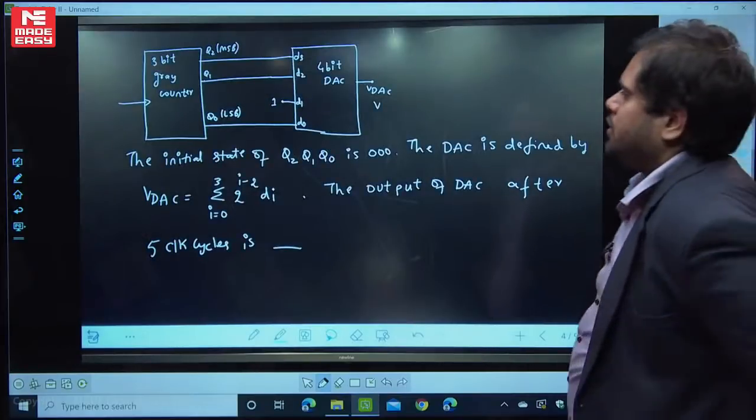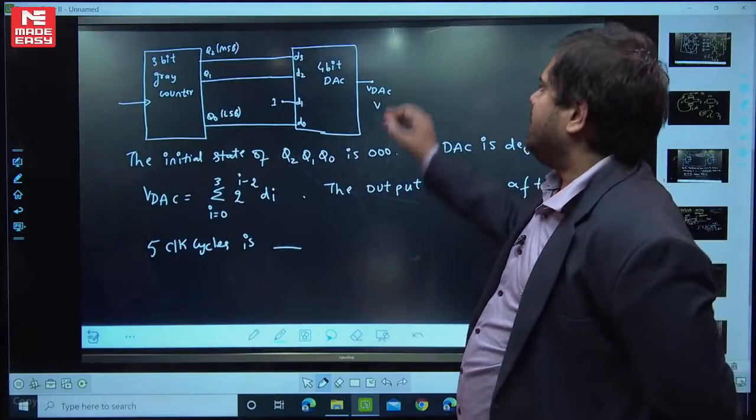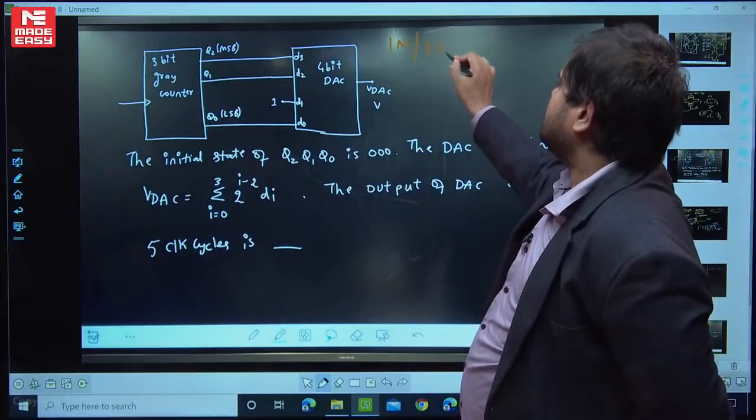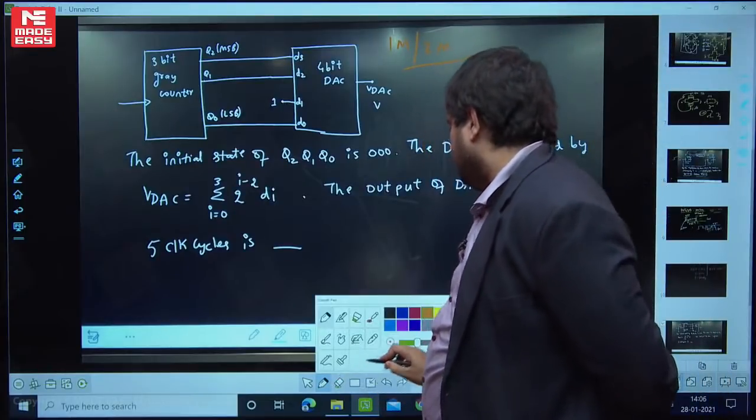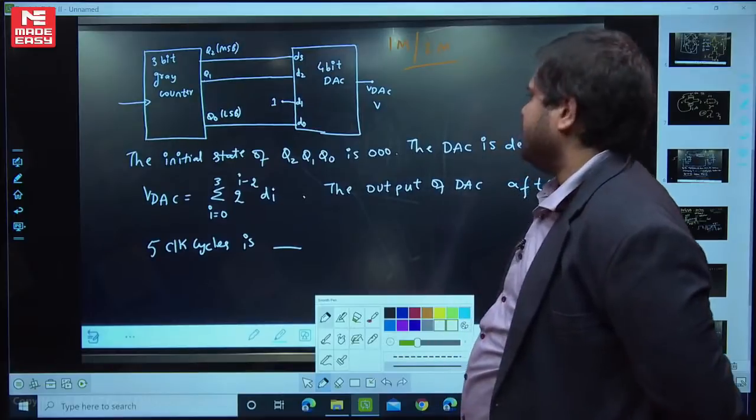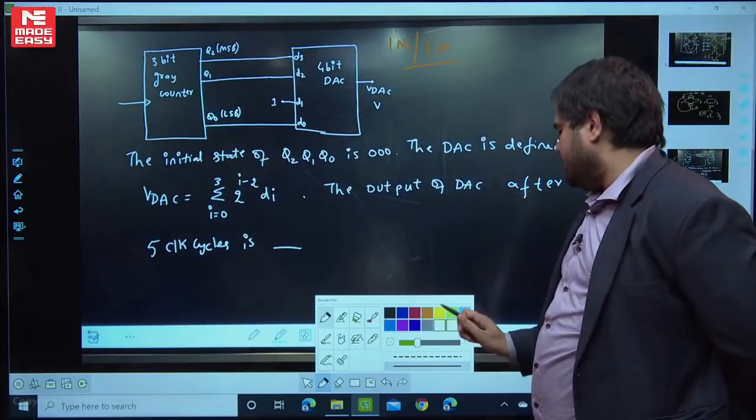Now let us see this simple question. Okay, this question can be expected for 1 mark or a 2 marker. Okay, this is basically on the digital to analog circuits. Right, question is based on digital to analog circuits. Let's take this green color.